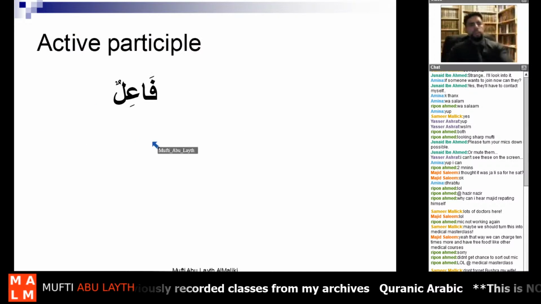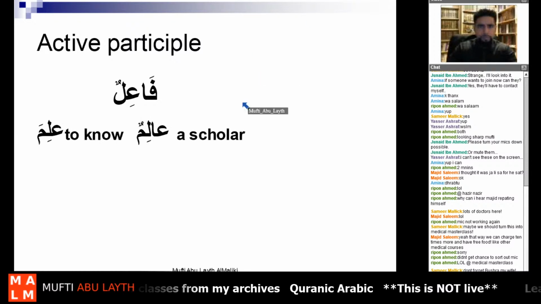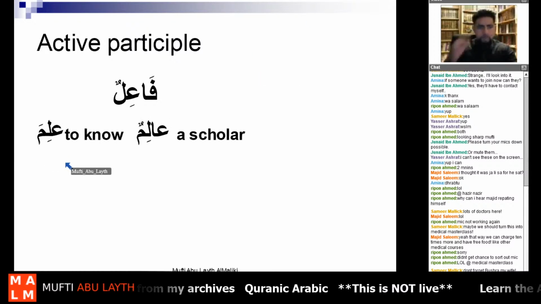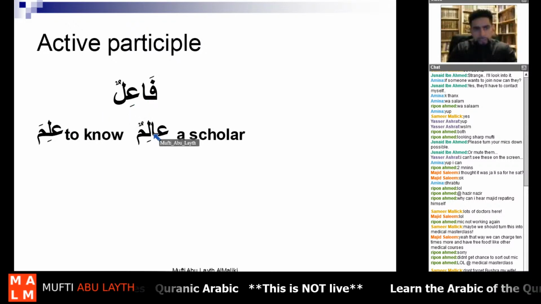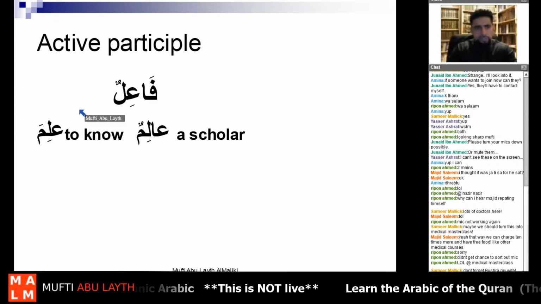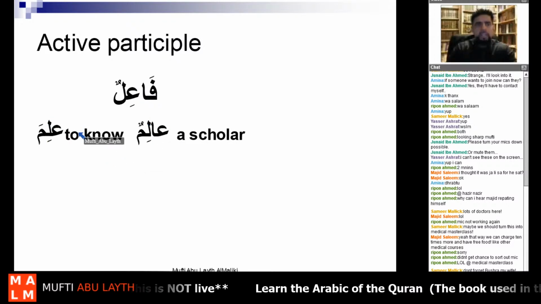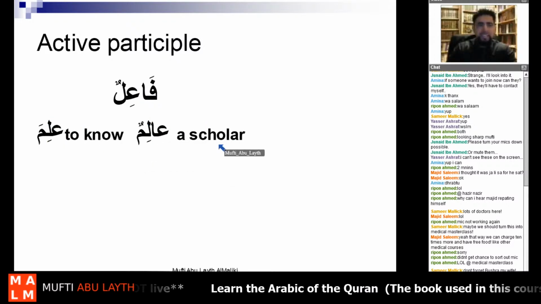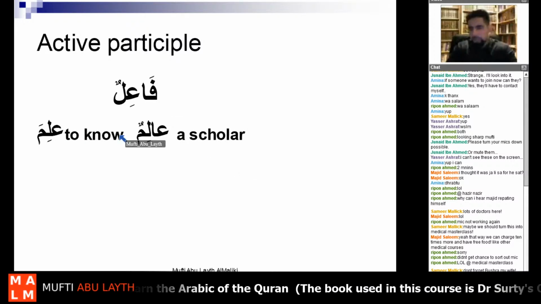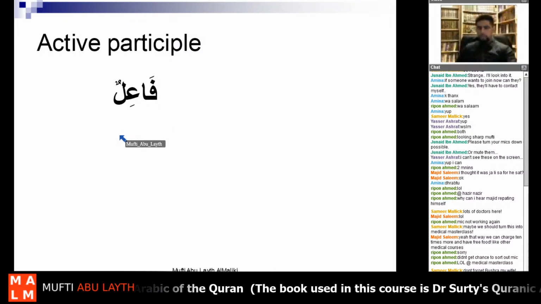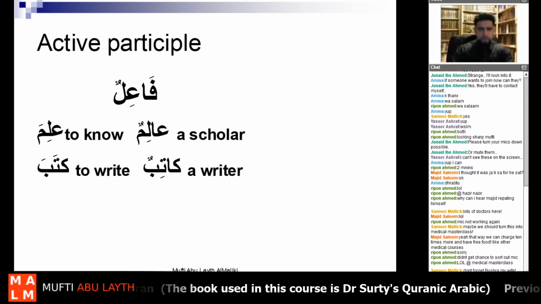Once again, we've got the verb here. Alima, to know. What we do is we add an alif after the first radical letter. We give the second radical letter, which is a lam in this case, a kasra, and we add tanween at the end. Alimun, to know, and the knower, or the person that is knowing, which in Arabic happens to be referred to as a scholar. We refer to a scholar as an alim.